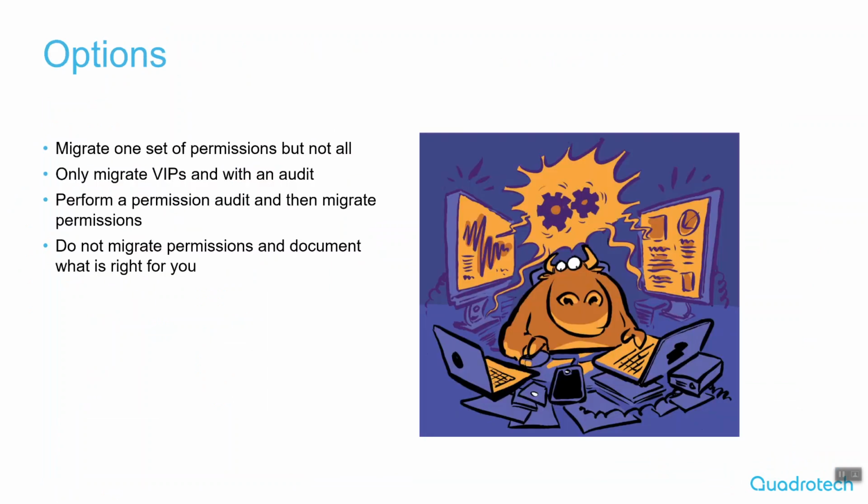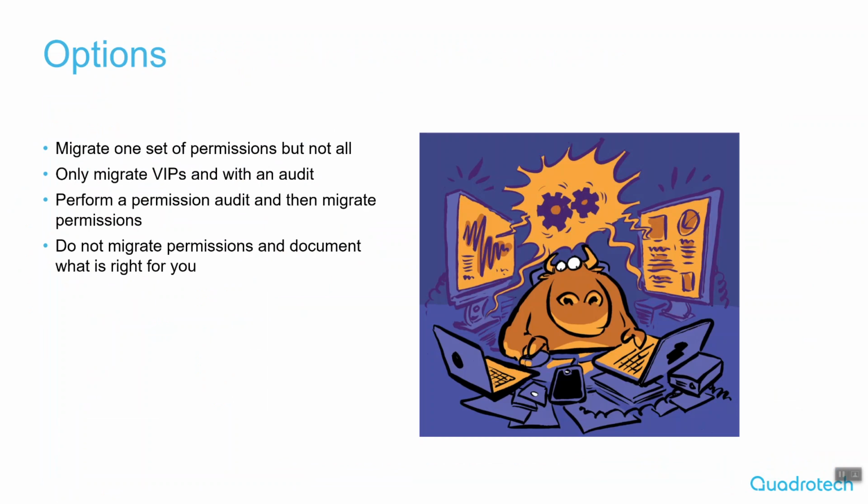When we talk about options, you have a few options. One is you can migrate one set of permissions, but not all of them. So you could say we're going to move full mailbox permissions because those were done through a formal process, but we're not going to migrate folder permissions or calendar permissions. Those the user needs to redo. We're going to do shared mailbox permissions, but we're not going to do anything else, things like that.